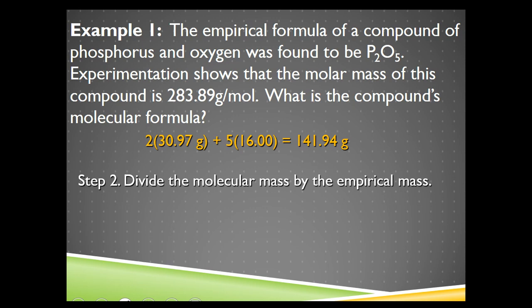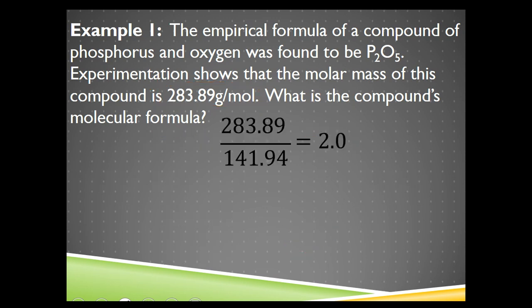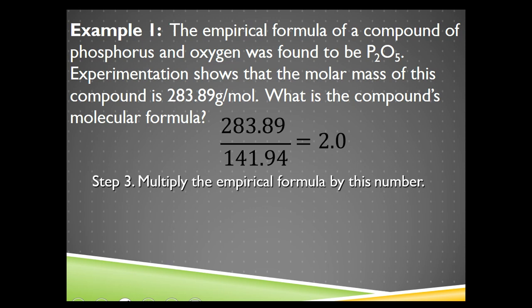So big over little. So here is my big, or here is my molecular mass, and here is my empirical mass. Okay, so 283 over 141, and that's very close to 2.00 something. Okay, so it's 2. We're going to take that 2 and plug it in for step number 3, which is multiply that number by the empirical formula. So P2O5 times 2, so 2 times 2, and 2 times 5, and we're going to get P4O10, and this is my molecular formula. Okay?